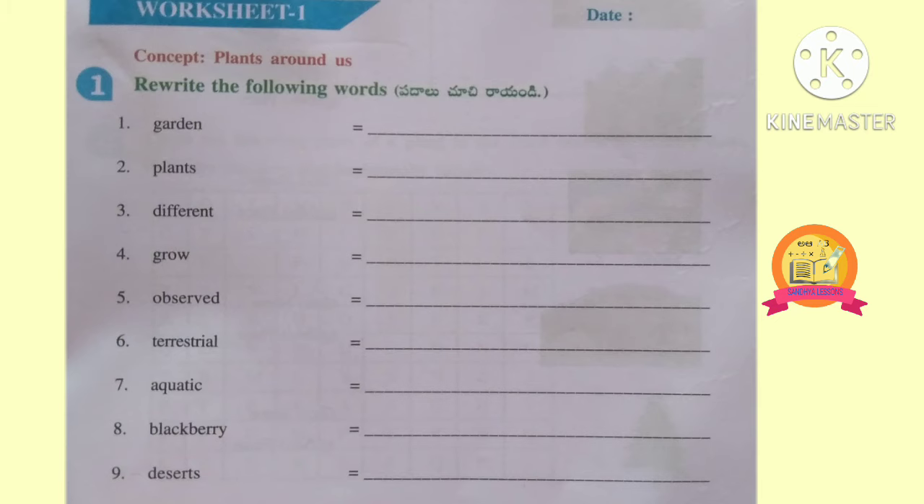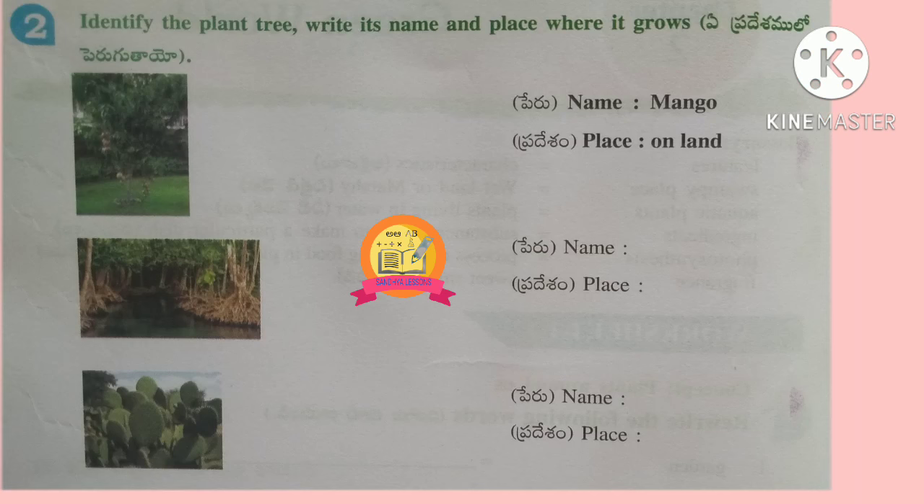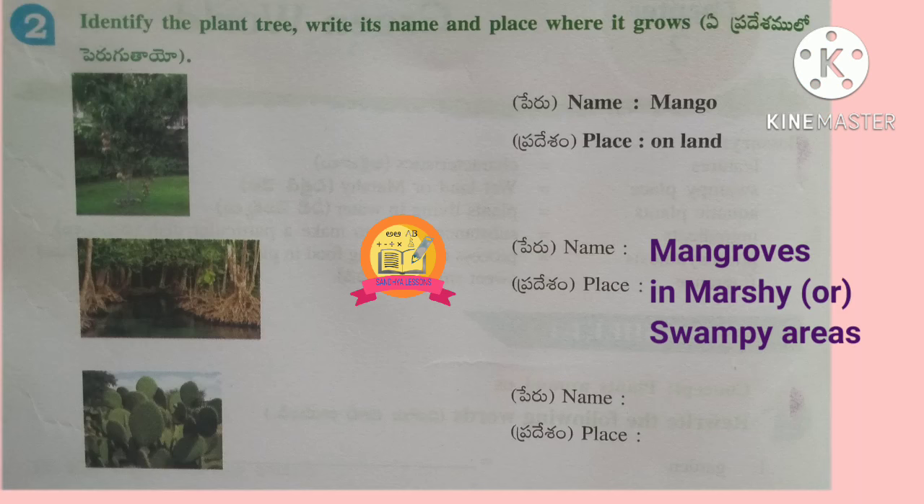First Roman, rewrite the following words. Given words are garden, plants, different, grow, observed, terrestrial, aquatic, blackberry, deserts. Second Roman, identify the plant tree, write its name and place where it grows.